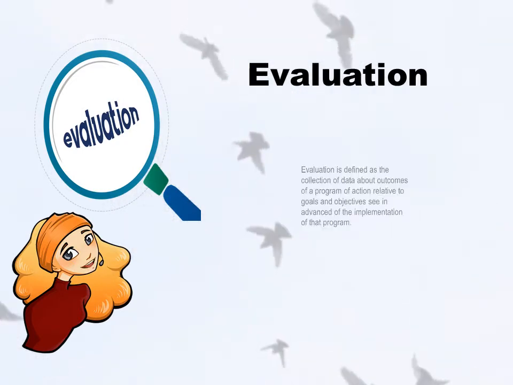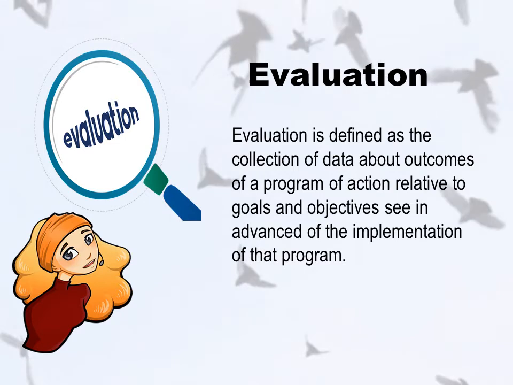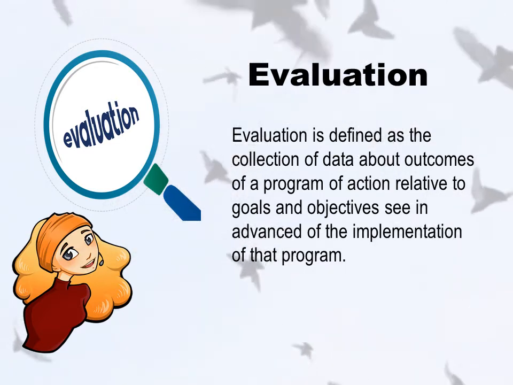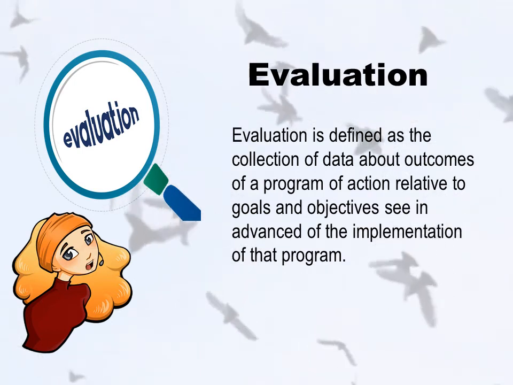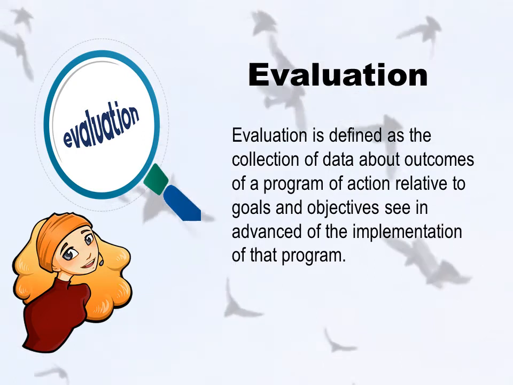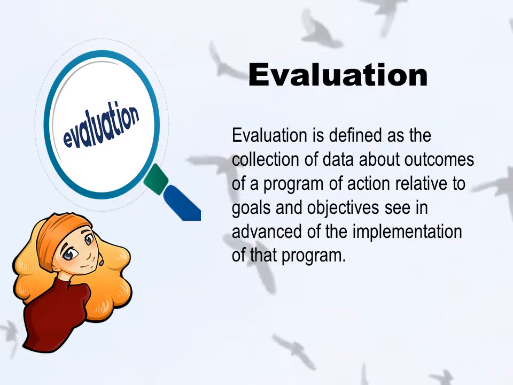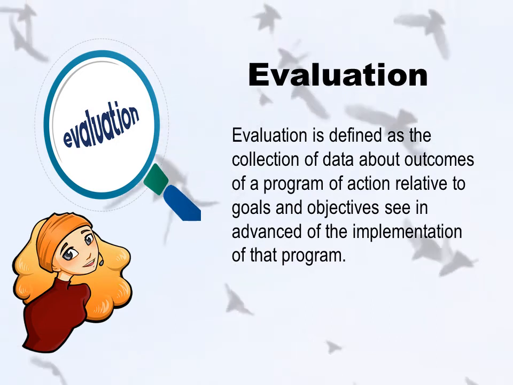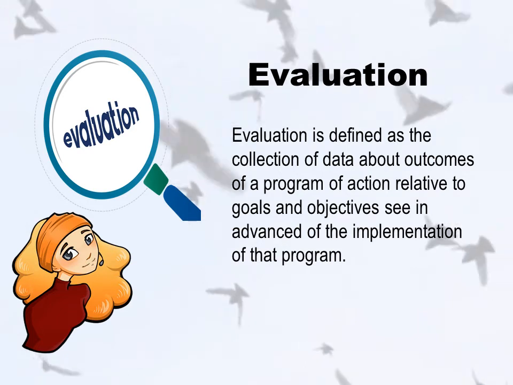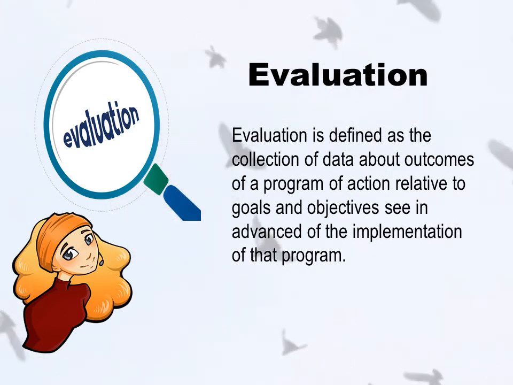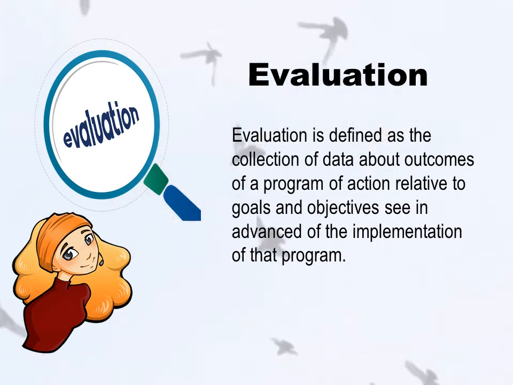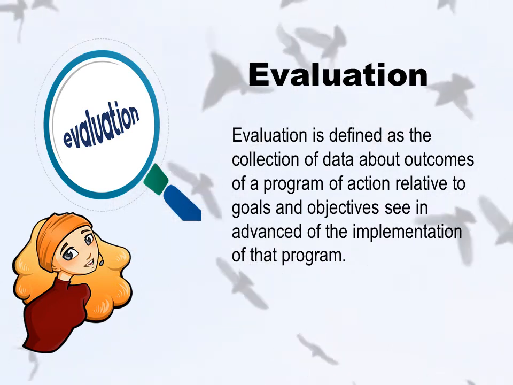The evaluation. Evaluation is defined as the collection of data about outcomes of a program of action relative to goals and objectives seen in advance of the implementation of that program. Given the definition, one can see that a prerequisite to evaluation in social work is a statement of goals and objectives against which results will be reviewed. This does not mean, however, that the worker will not do evaluation until it is time to end the helping relationship. In social work, evaluation is a continual process where the worker keeps on gathering data, which she uses in an ongoing reassessment of objectives, intervention plans, and even the definition of the problem.